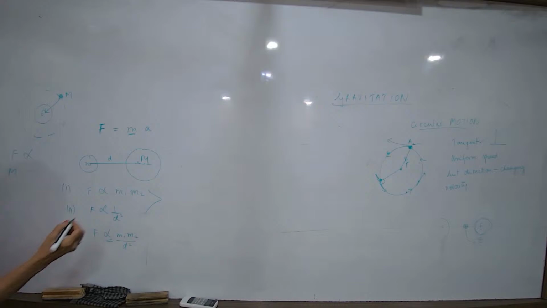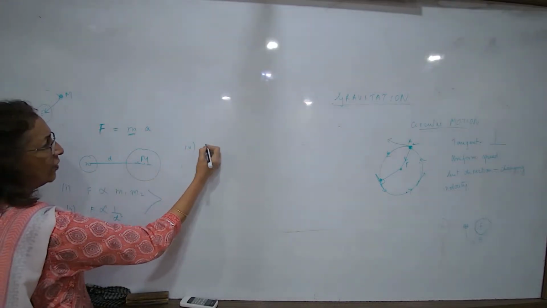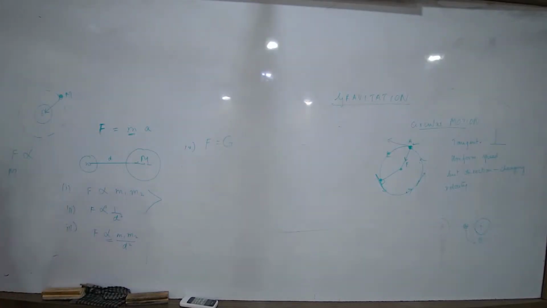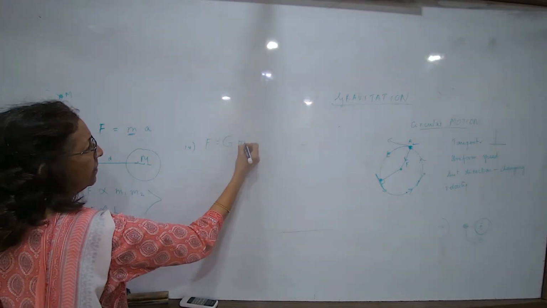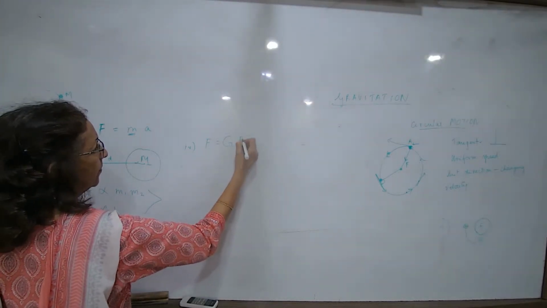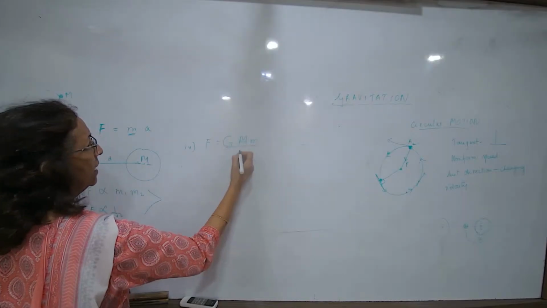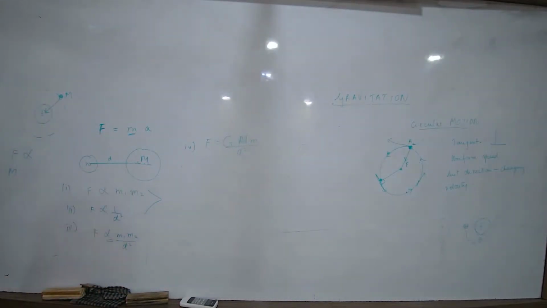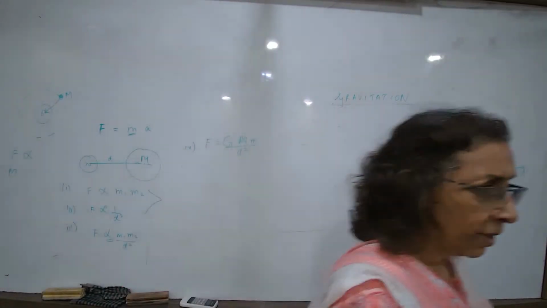So the next level is when we want to write down the final equation: F is equal to capital G. Capital G is a constant. It is what is known as the gravitational constant. And then it comes as capital M, small m divided by D square, where D happens to be the distance between the two objects. So now, why D square? Why not D?